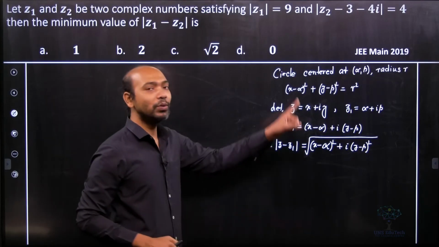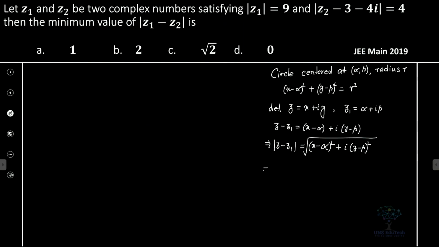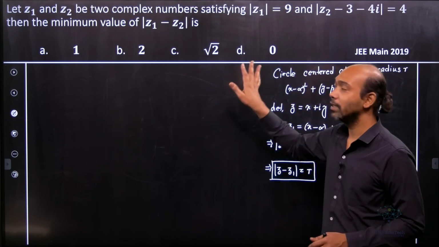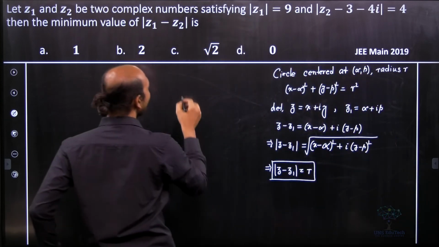Now, if I compare these two equations, we can easily say that the equation of a circle for a complex number is mod of z minus z1 equals r, where z1 is the center and r is the radius of the circle. Now, we'll use this theory to solve this problem. Then it becomes very easy. So, come back to this first equation.